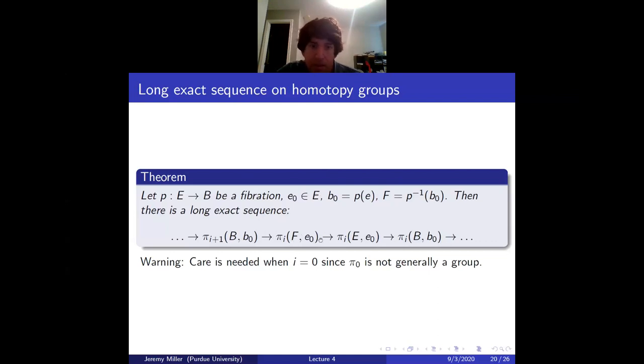These maps exist: if you have any space E and a map to B, you can always look at the fiber over E, and you can look at the map to B. Okay.